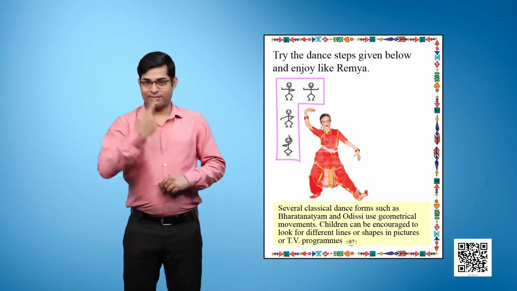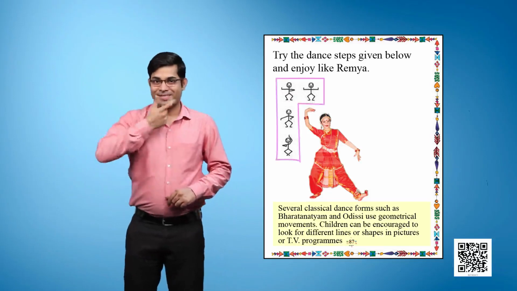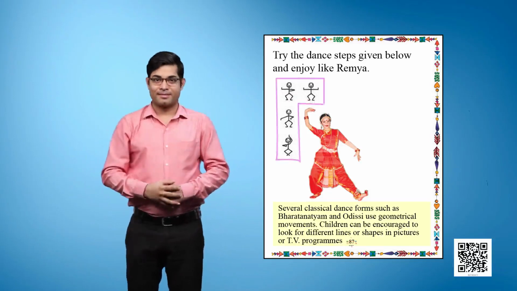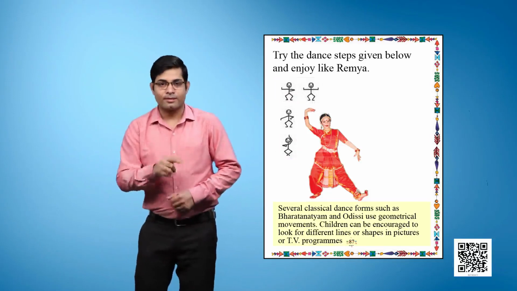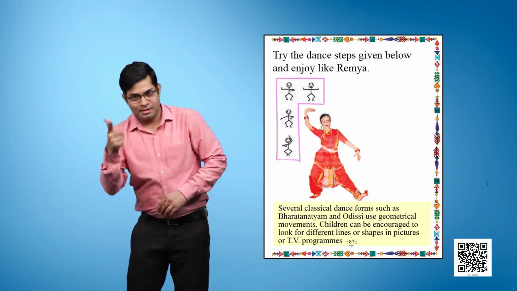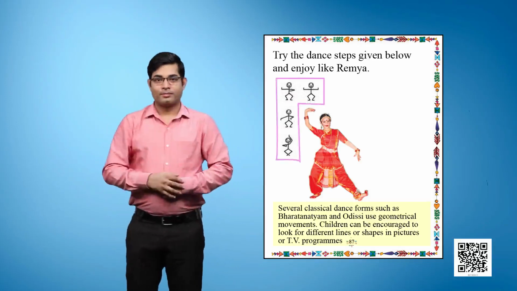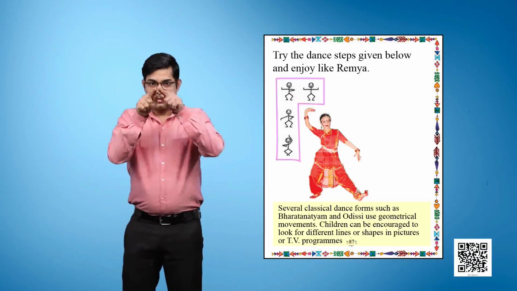In these pictures, smiling face is drawn inside a small circle. Body is drawn by straight lines. Arms are drawn by sleeping lines. And legs are drawn by slanting lines.